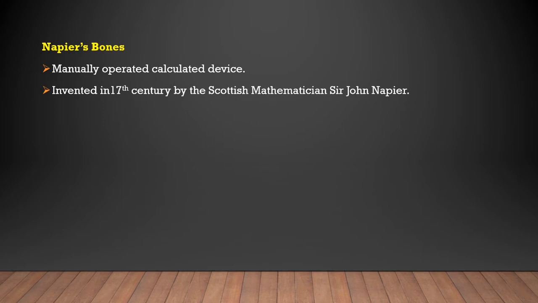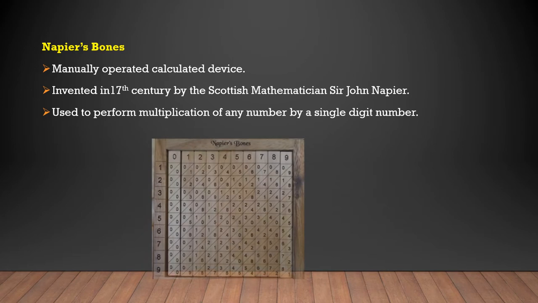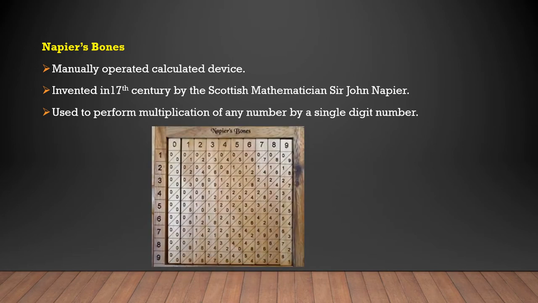Next is the Napier's bones. In the 17th century, the Scottish mathematician Sir John Napier invented this manually operated calculating device. Napier's bones are numbered rods which can be used to perform multiplication of any number by a single digit number. So this is the diagram, the figure of Napier's bones.